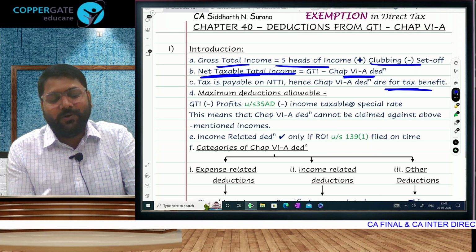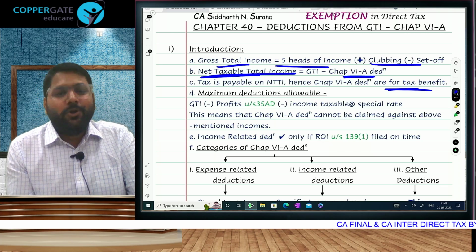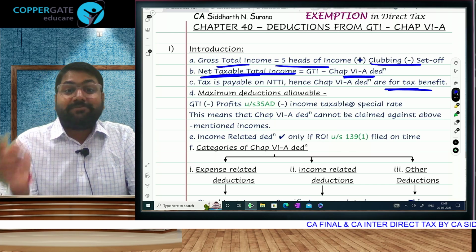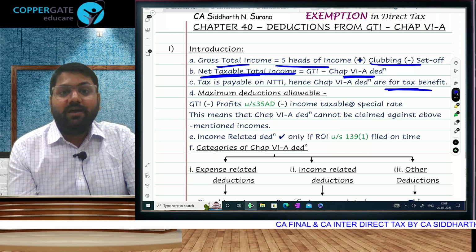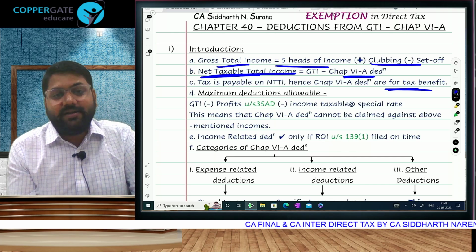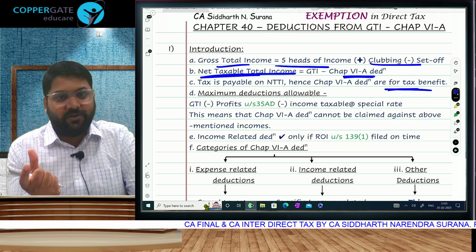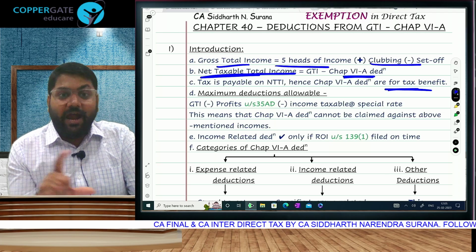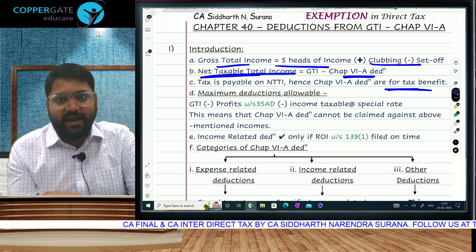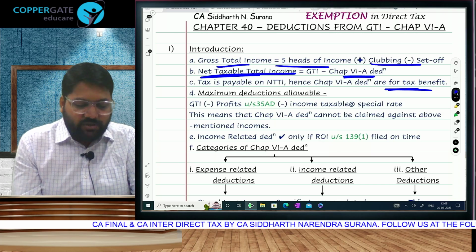Of course, by now we know that it is only in the old regime, not in the new regime, with certain exceptions, and those exceptions are being tested in MCQs. For a deduction like 80M or 80JJAA, they are asking you to compute income as per old regime, income as per new regime, tax as per old, tax as per new, and you have to be alert about the adjustment that they have asked.